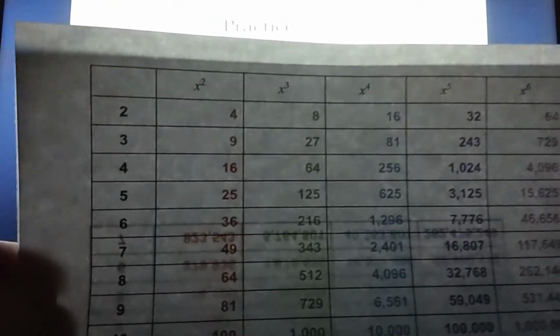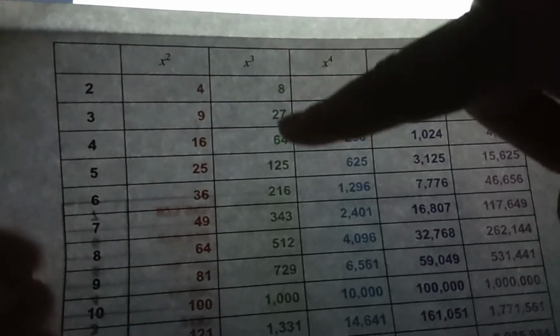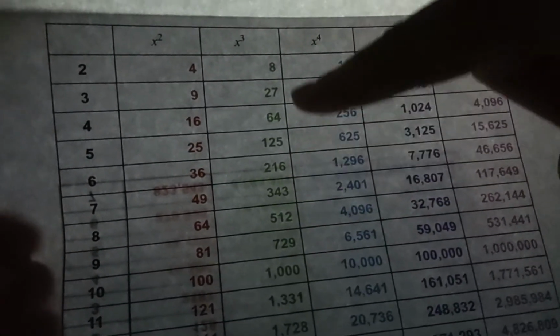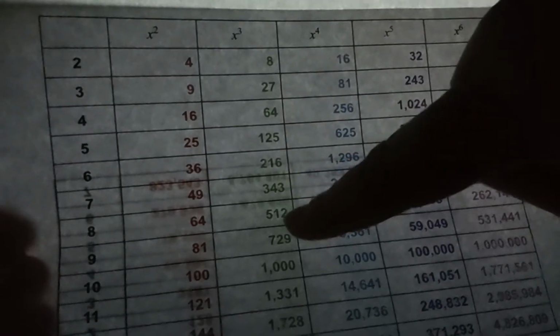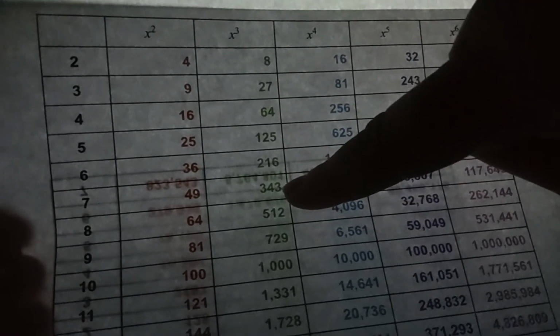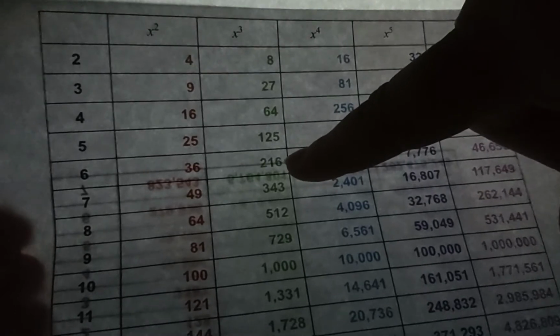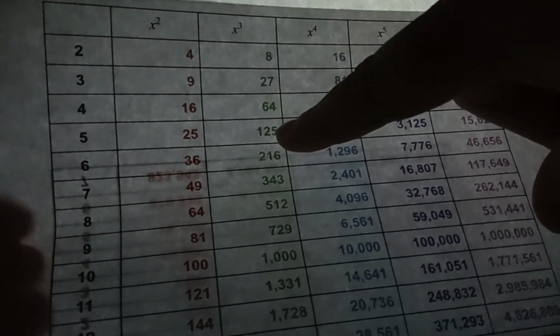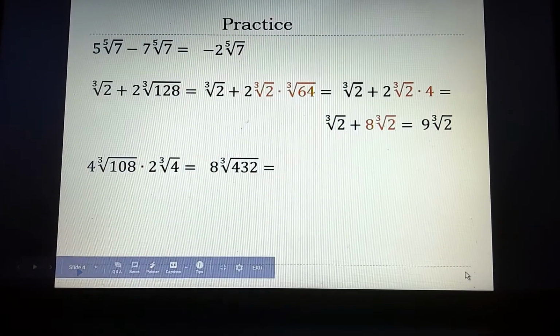So you're going to go to your x to the third column. Do we see 432? No. So we need to break it down. Can we do 432 divided by 343? No. Divided by 216? No. Divided by 125? No. Divided by 64? I don't know. Let's see what I ended up doing.